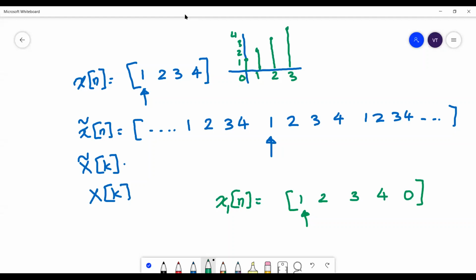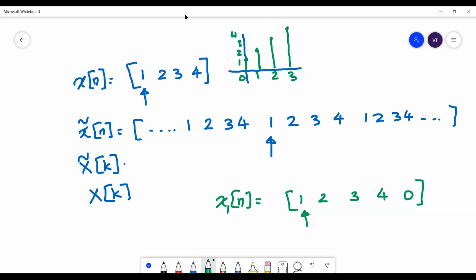1, 2, 3, 4. I had a signal 1, 2, 3, 4. I choose to append a 0 at the end of x of n. So I get the new sequence 1, 2, 3, 4, 0. What additional information do you get? I want you to make your interpretation. Can any one of you tell me what is your interpretation?